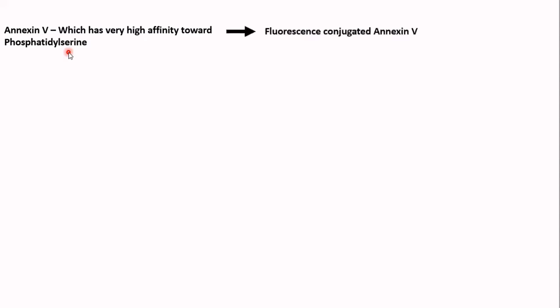We have a very important protein called annexine 5. Now the speciality of annexine 5 is that it has very high affinity towards phosphatidylserine. It means it can bind to phosphatidylserine in an efficient manner, and we can create a fluorescent conjugated annexine 5. So one of the molecules we are using in this technique is fluorescence conjugated annexine 5, which has its target as phosphatidylserine.